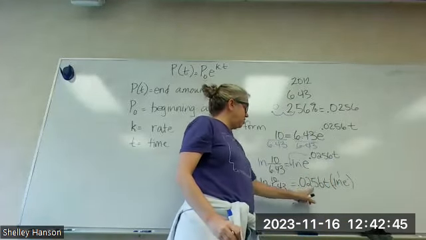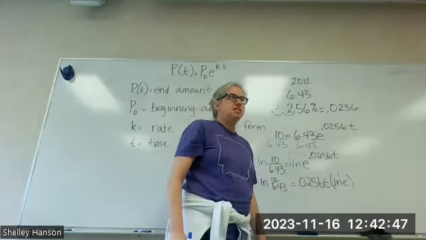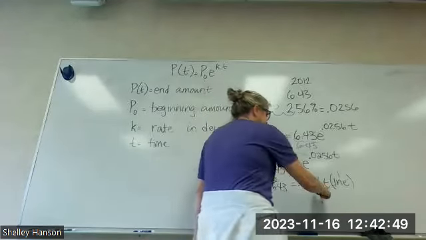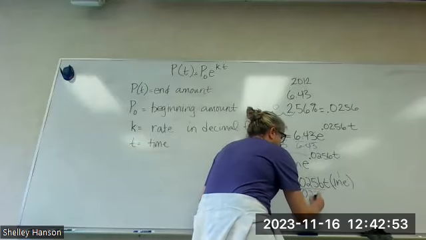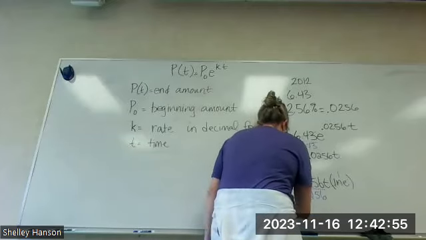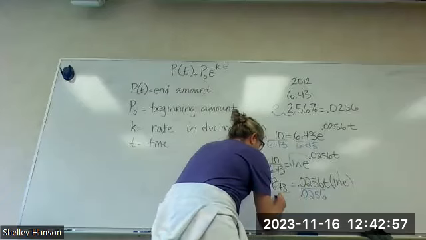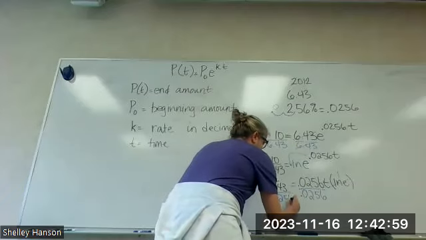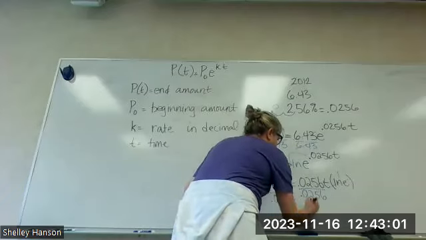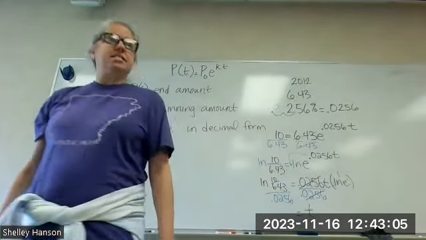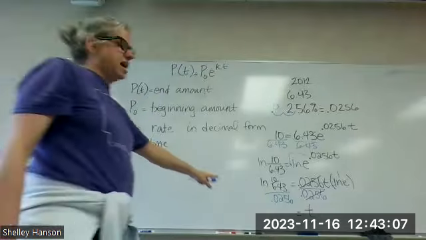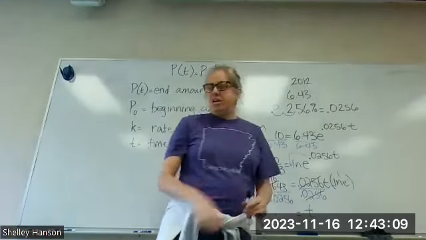This 0.0256, right? So if I want this t to be by itself, I just need to divide both sides by 0.0256. So that'll cancel. There'll be my t by itself. This is what I need to put in my calculator.